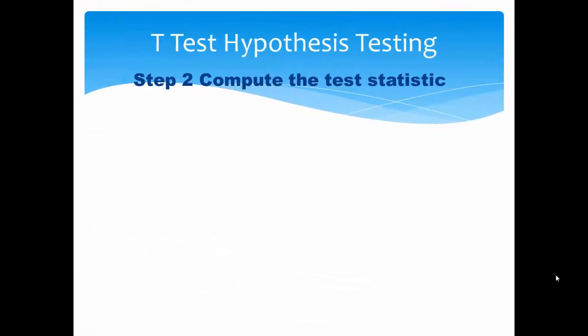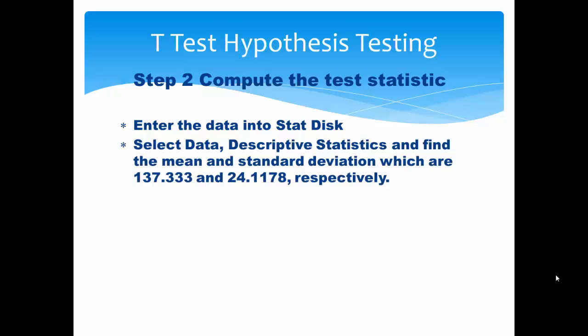Now, in step number 2, we're going to compute our test statistic. I entered my sample data into StatDisk in order to be able to do my histogram. So it's already in column 1 of StatDisk. Now, the next thing that I'm going to need to do before I can actually do the hypothesis testing is get the mean and the standard deviation for my sample data.